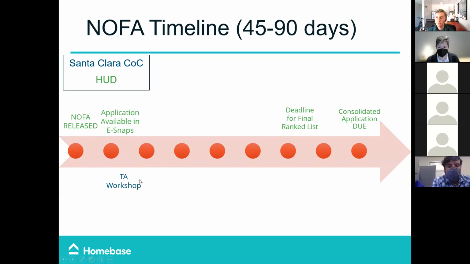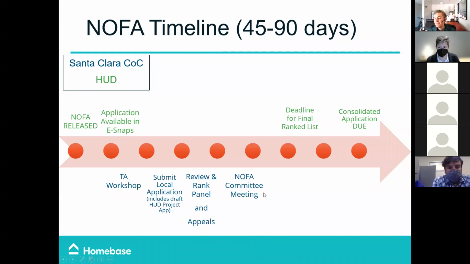So what will we do after the NOFA is released? We will conduct a TA workshop, which we invite anybody who's interested in this funding to come to and to learn about the application for this year and the funding that's available for this particular year. Then all of the local applicants submit a local application. There is a local review and selection process and an appeals process for all of those applicants. We have one last meeting of the NOFA Committee to take a look at the list of projects that have come out of that scoring process. And then the CoC board approves our list of projects for submission to HUD.